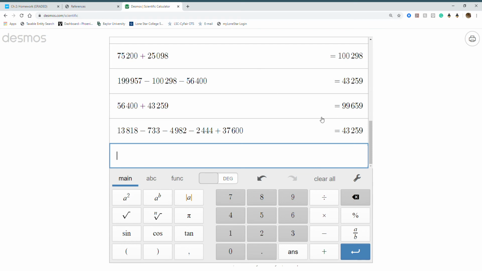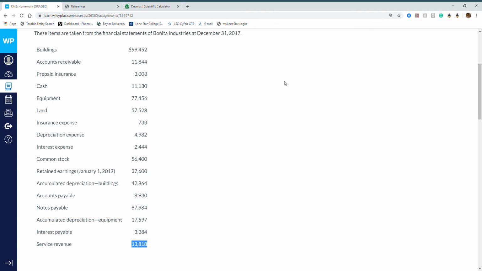Okay, either way is a perfectly good method. So you can figure out retained earnings by doing what we've been doing, net income, adding to our beginning retained earnings balance. Since there's no dividends, you don't have to subtract those. Or you can just find the difference, the missing number. Either way is perfectly fine.